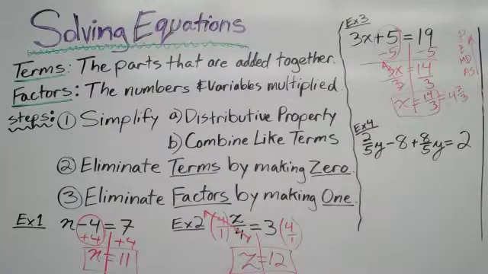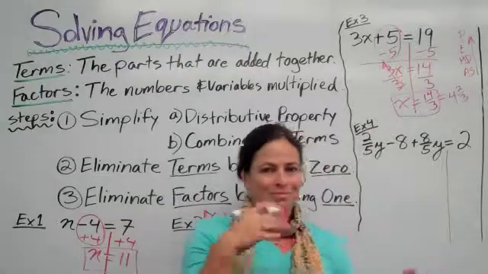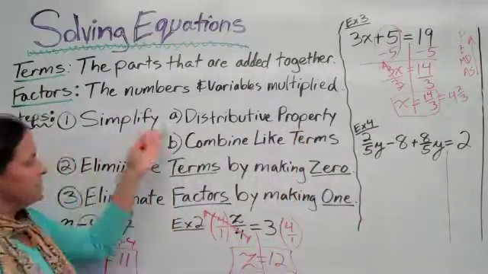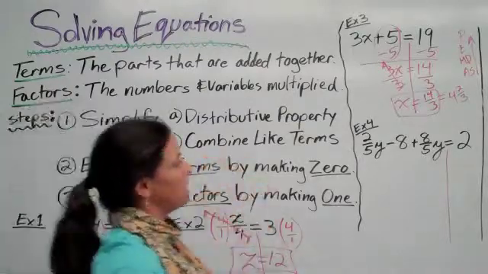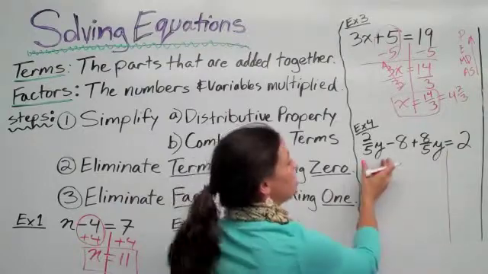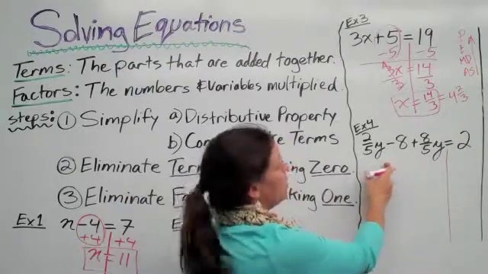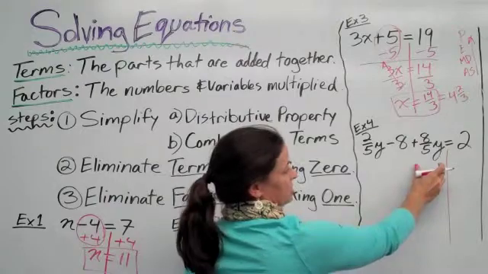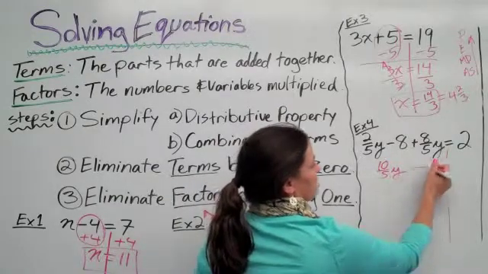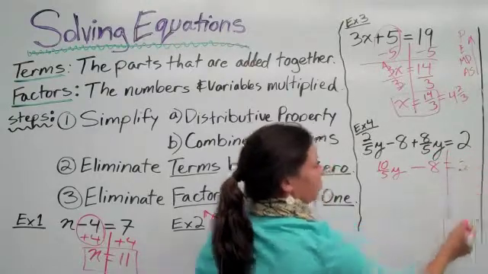In example number 4, I'm going to start again with building my fence where the equal sign is. I want to do the same thing to both sides of the equation to keep it balanced. But in this one, do I have something I can simplify at this point? Yeah, I can combine like terms. These are both on the same side of the equation, so I can combine them. They both have the same variable raised to the same power. So 2/5 y and 8/5 y makes 10/5 y, and I still have minus 8 equals 2.